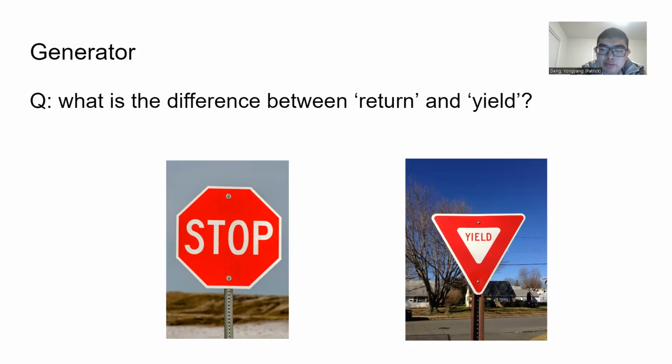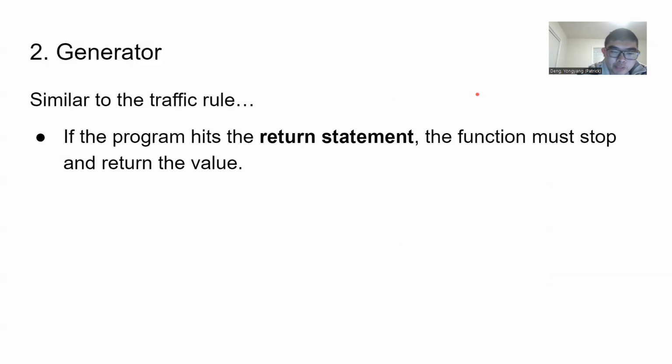A stop sign is like you must stop in any scenario, and a yield sign is like you only stop when it's necessary. So this is the stop and yield sign. The stop sign can be like return in Python, and the yield sign is like yield in Python. Similar to the traffic rule, when the program hits the return statement, as when you approach a stop sign, you must stop. The function must stop and return the value.